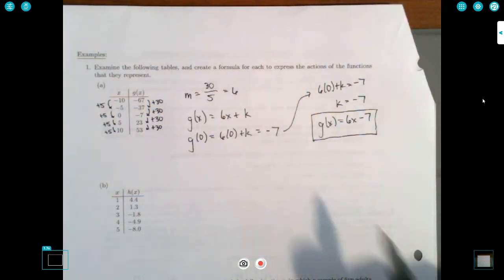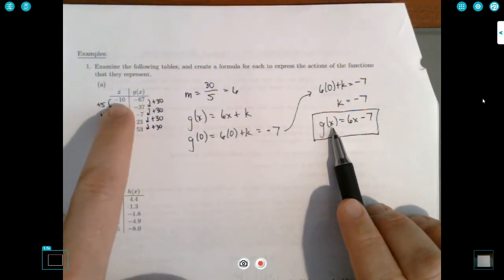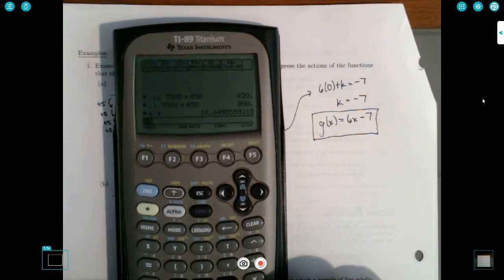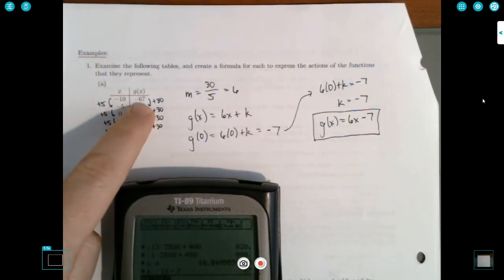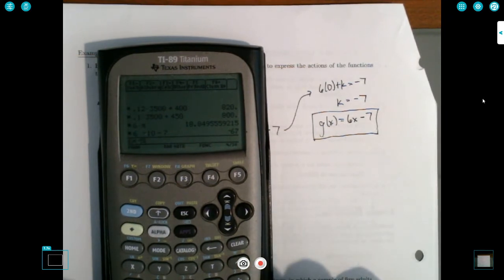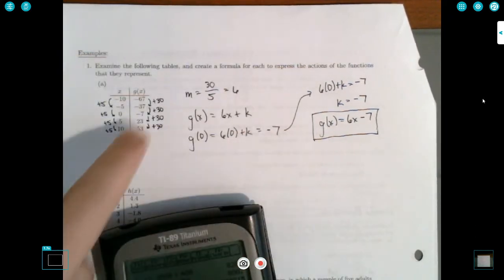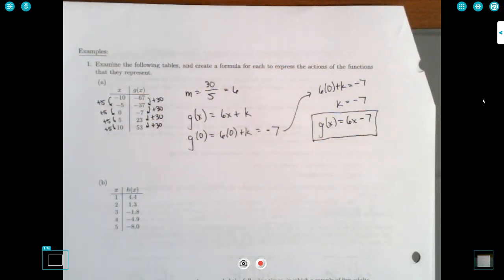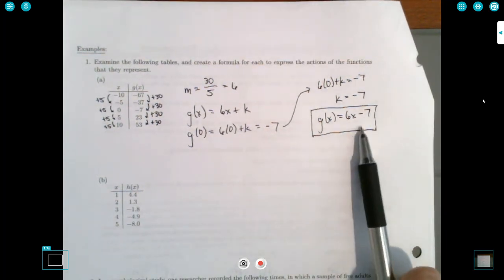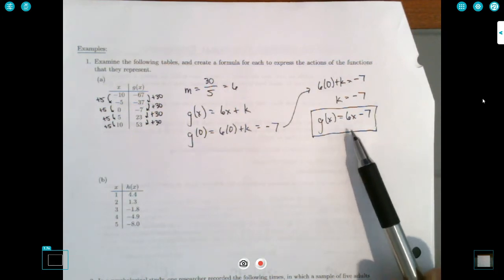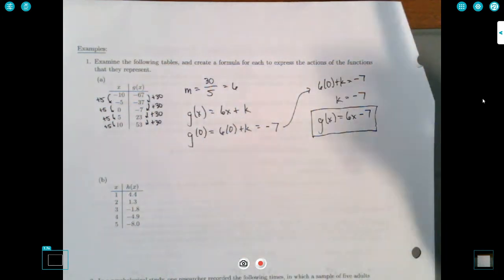And you can verify this, right? If you plug in negative 10 to this function, you get 6 times negative 10 minus 7, which is negative 67. If you plug in negative 5, 6 times negative 5 minus 7 is negative 37, just like you should get, right? So this is the function that does the trick. This is the function that fits this data, right? So this is the function that models the action of this function, right? Okay.